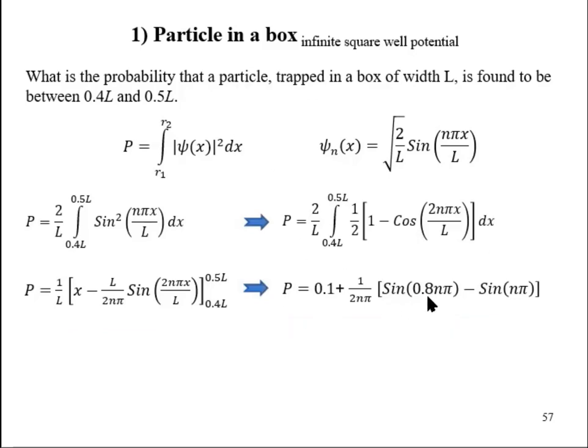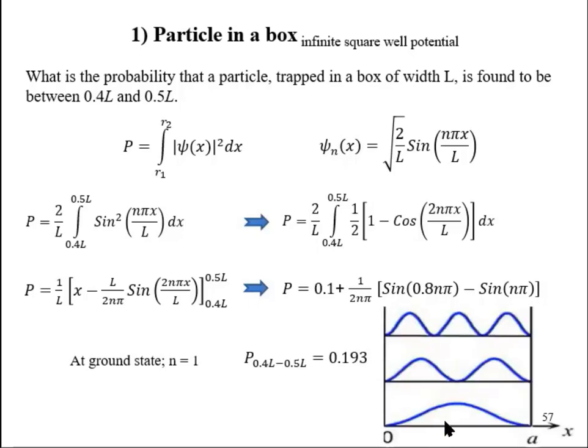The probability is a function of n, indicating that the probability of finding the particle depends upon the state in which the particle is at the moment. Now, putting n equal to 1 gives the probability in the ground state, and this is equal to 19.3%. You can see it in the figure. It is obvious that the probability for n equal to 2 in this region from x equal to 0.5 L and x equal to 0.4 L is less than this value, which can be found by putting n equal to 2. Indeed, it is 15.1%.